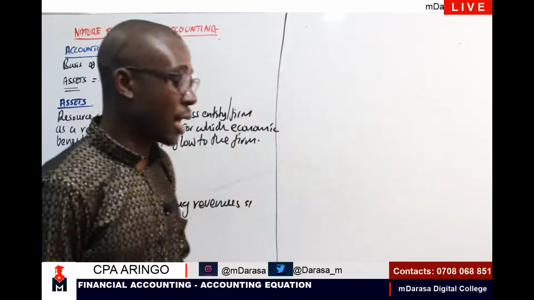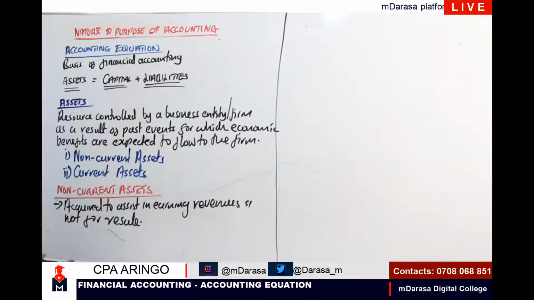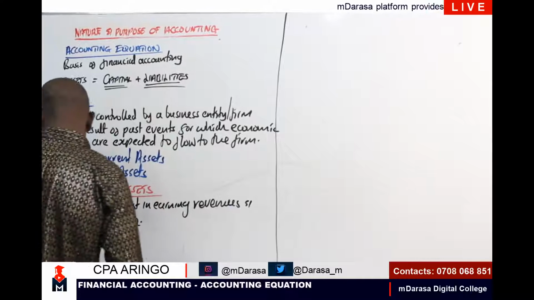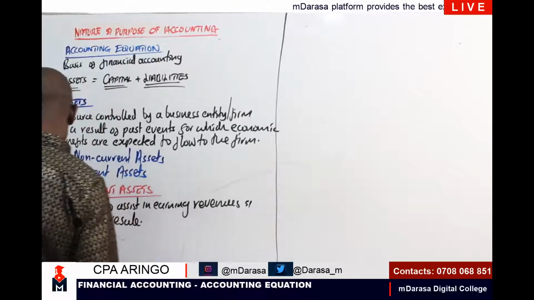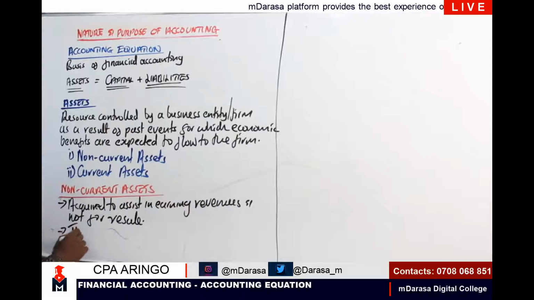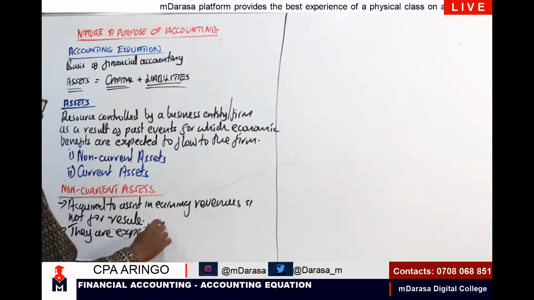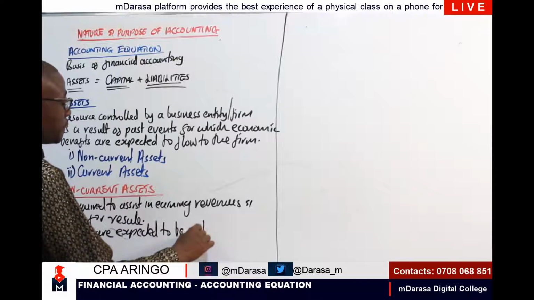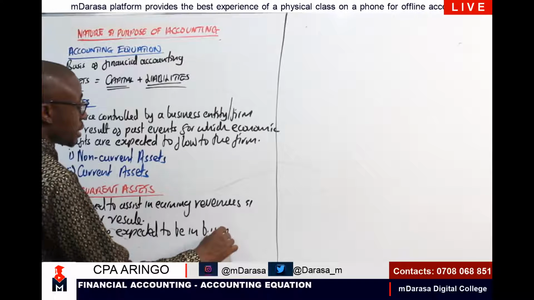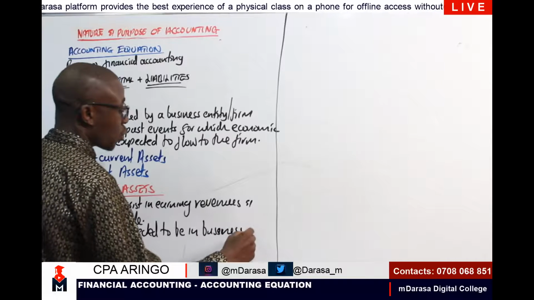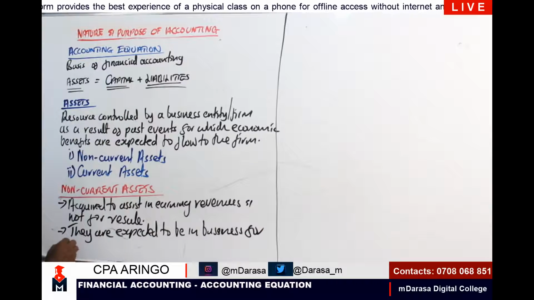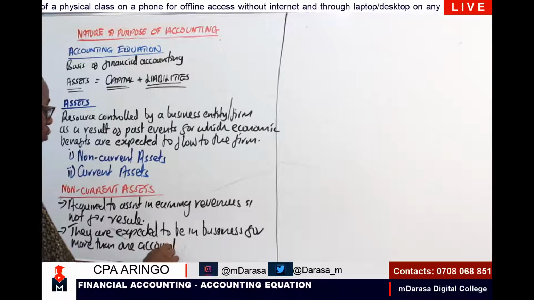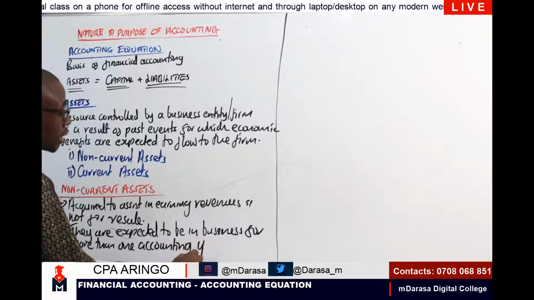And again, one other key concept you should understand in non-current assets is that they are normally expected to be in the business for more than one accounting period, for more than one accounting year.